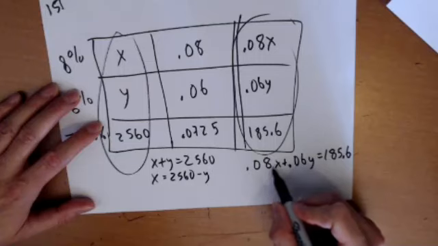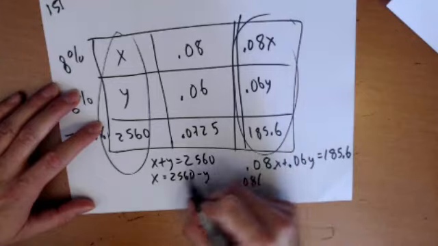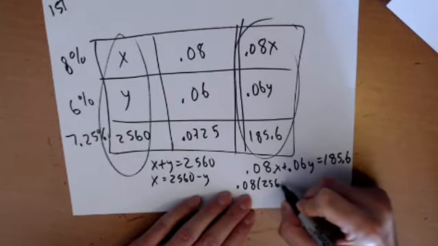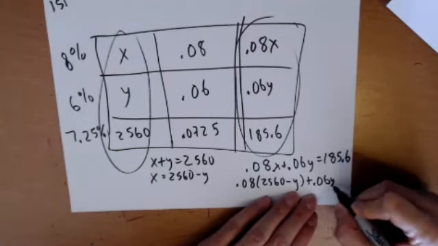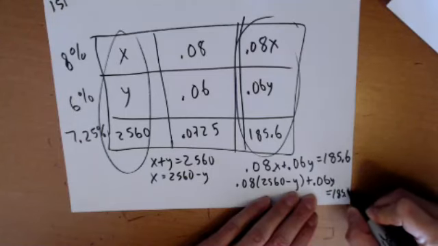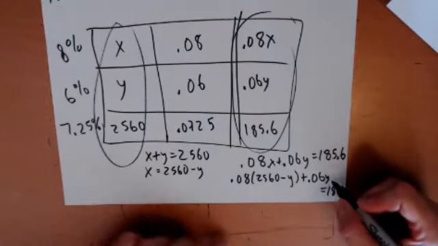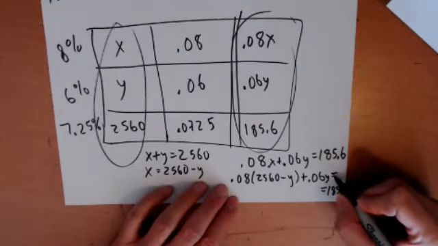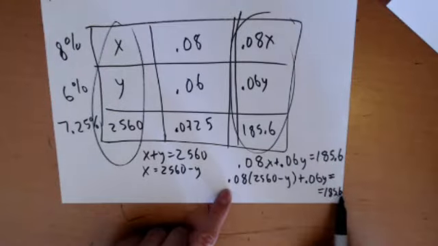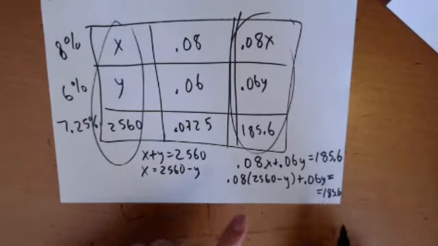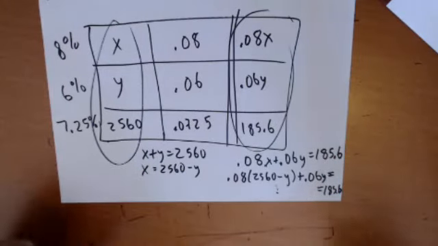Now let's substitute that in for this x right here. So 0.08, and instead of x, let's put what x really is, 2,560 minus y, then plus the 0.06y, equal to 185.6. I ran out of room, but hopefully you can see that. And then you can solve. Notice what we did. We had two variables, we got it down to one variable which we can solve. Go ahead, solve for y. Once you have y, come back over here, plug in, get x. You should be able to figure that out.